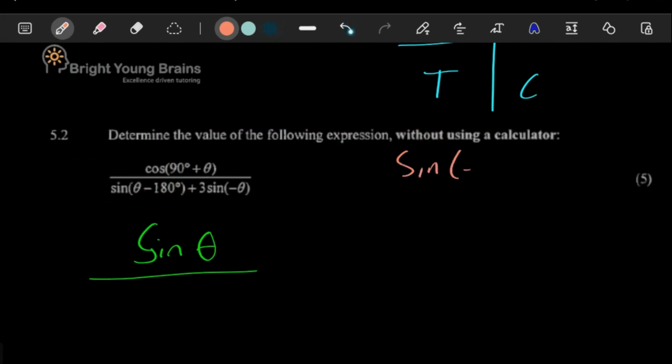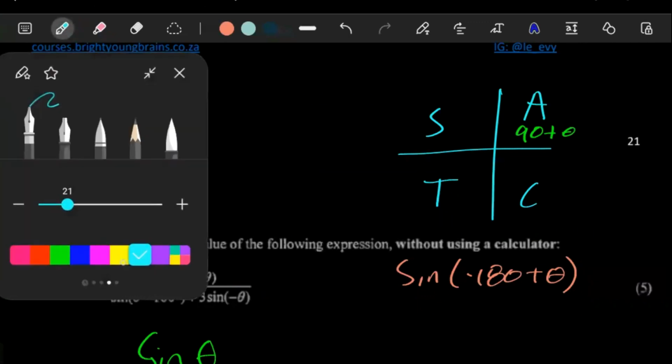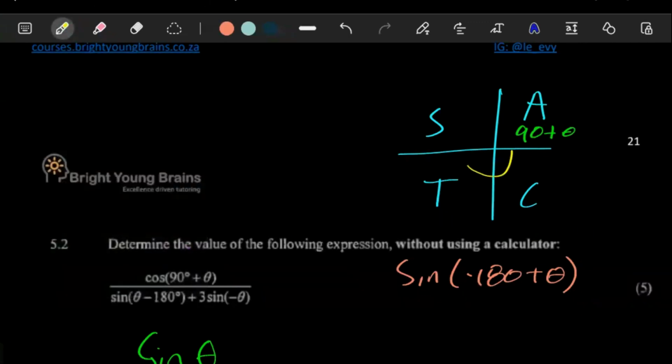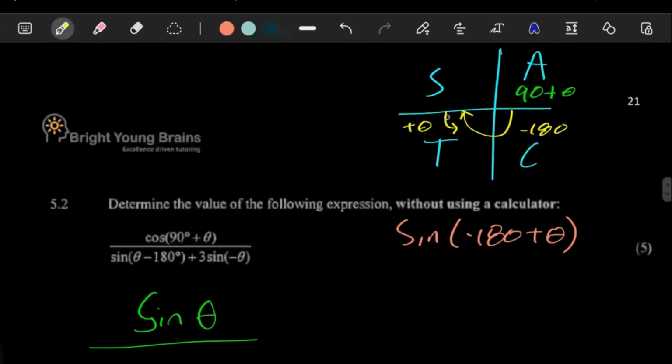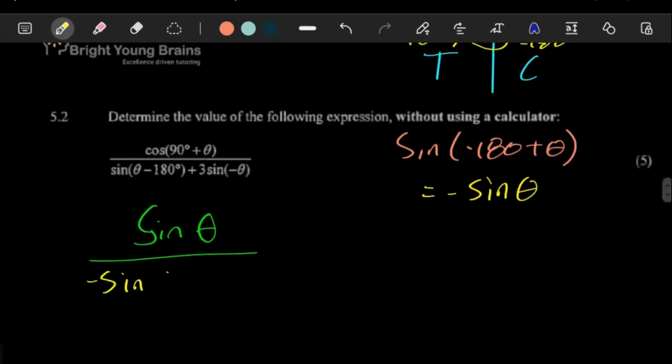What I normally do is I swap these around, right? Negative 180 plus theta. And the one thing I do know is, if you're dealing with a minus, you have to go clockwise. So negative 180 means you go clockwise like that. The moment you plus, you have to come back like that. So with all that being said, you can now see that this is the same as negative sine theta, because in this quadrant sine is negative, you're dealing with 180, so sine remains a sine. So this is negative sine theta.